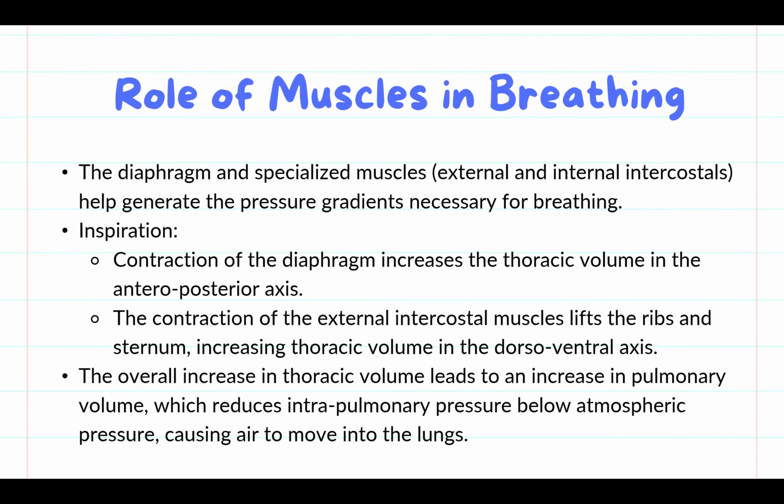The role of muscles in breathing. The diaphragm and the specialized muscles, the external and internal intercostal muscles, help generate the pressure gradient necessary for breathing. For inspiration, there is contraction of the diaphragm, which increases the thoracic volume in the antero-posterior axis. The contraction of the external intercostal muscles lifts the ribs and sternum, increasing the thoracic volume in the dorsoventral axis. The overall increase in thoracic volume leads to an increase in pulmonary volume, which reduces the intrapulmonary pressure below the atmospheric pressure, causing air to move into the lungs.